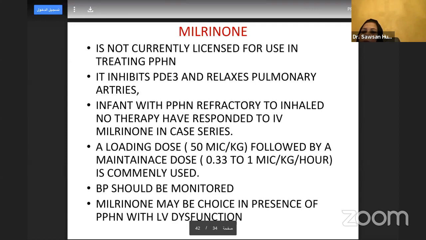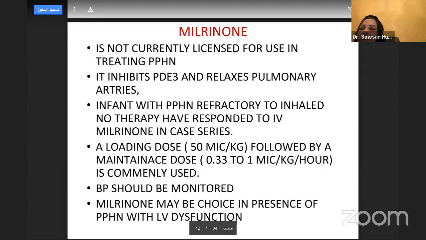What about milrinone? It is still not currently licensed for use in treating PPHN, but it is a promising drug. It has the same action as sildenafil. It inhibits PDE3 and relaxes pulmonary arteries, and infants with PPHN refractory to inhaled nitric oxide therapy have responded to IV milrinone in case series.